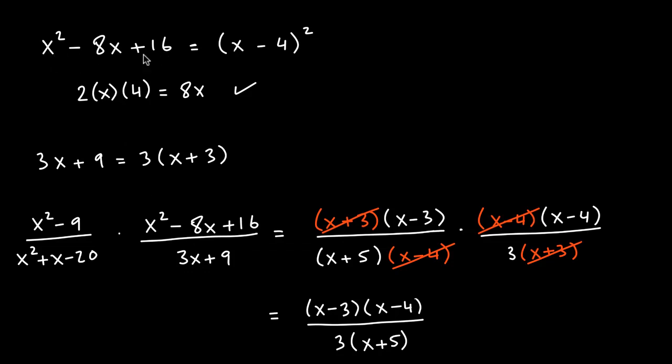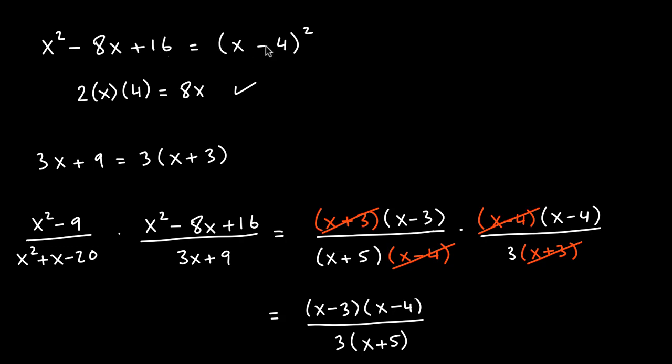Looking at the first one, we see that there's no GCF because the coefficient of x squared is 1. The next thing that we think about is how many terms. I have 3. The first thing I should be thinking about with 3 terms is the formulas. Can I find the square root of x squared? Yes. Can I find the square root of 16? Also yes. So the formulas become a choice.